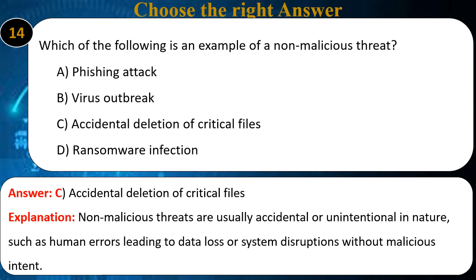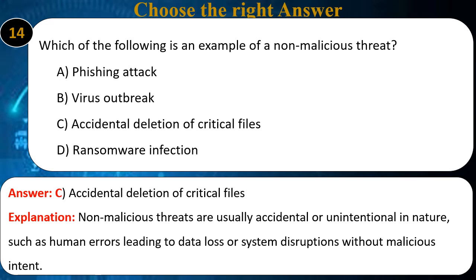The answer is C. Accidental deletion of critical files. Here's why the other options are considered malicious threats. A. Phishing attack. Phishing attacks involve deception and trickery to steal personal information or access credentials. They are malicious attempts to harm individuals or organizations. B. Virus outbreak. Viruses are malicious programs that can replicate and spread, damaging or stealing data. They are designed to cause harm and disruption.